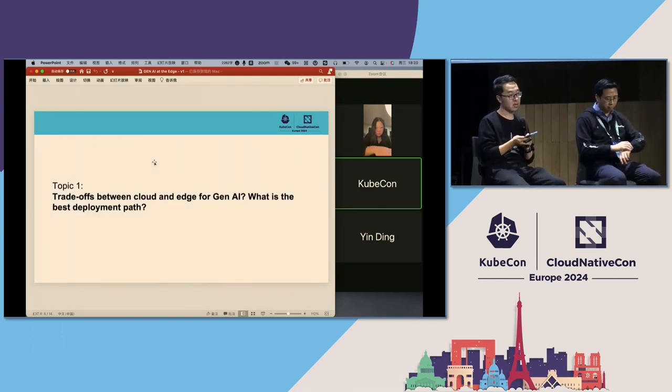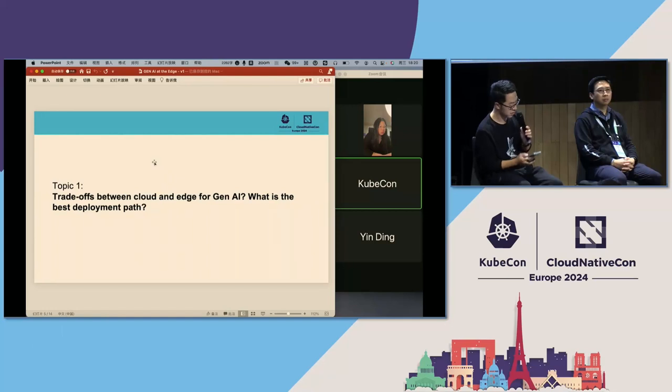So the first topic we're going to talk about is the trade-off between cloud and edge for generative AI. What's the best deployment path? As we know, currently there are some different ways people are exploring. For example, some people would choose to run part of a small model on the edge to collaborate with those in the cloud, to help improve the prompt so we can get better results. But also there are a lot of other patterns. What do you see as the best choice, or what other patterns have you seen?